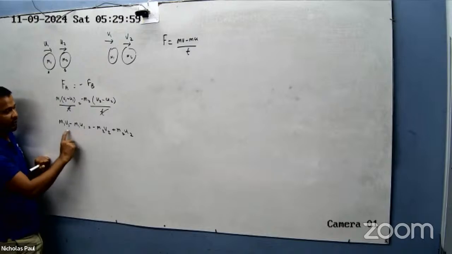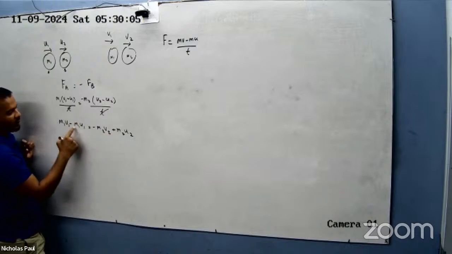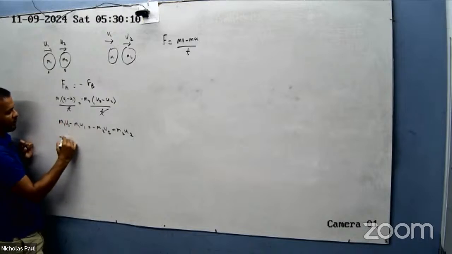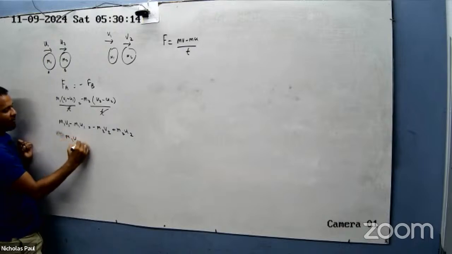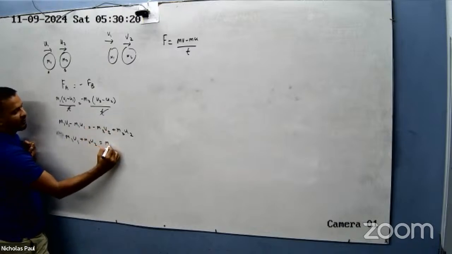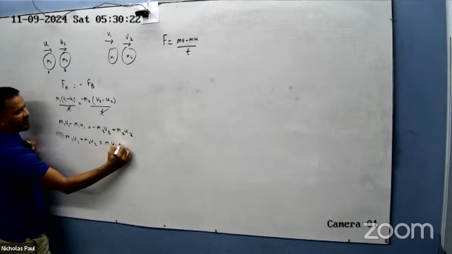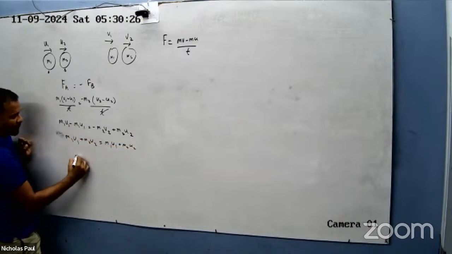Put the U on one side and put the V on the next side. Let's bring the V on this side: this is M1V1, M2V2. Carrying the U on that side: M1U1 and M2U2. I just want to switch them around so I don't mix it up with the signs.